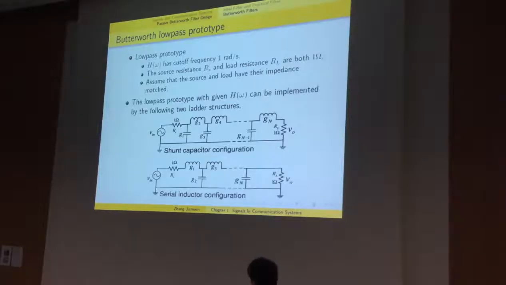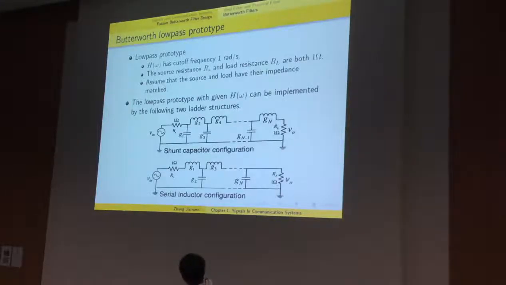Here RS is the source impedance and RL is the load impedance. So the filter itself only includes this portion, excluding this one and this one. Only the L and C here are included. Same for this one, only L and C here. Starting from here, this pattern is going to repeat again and again.